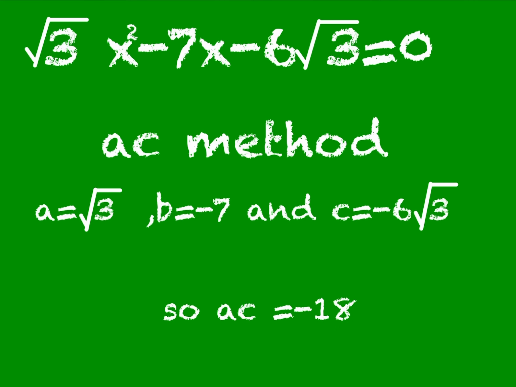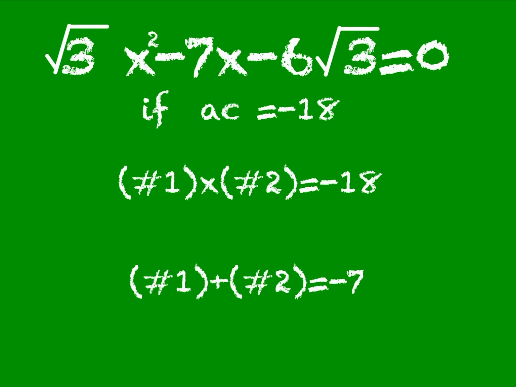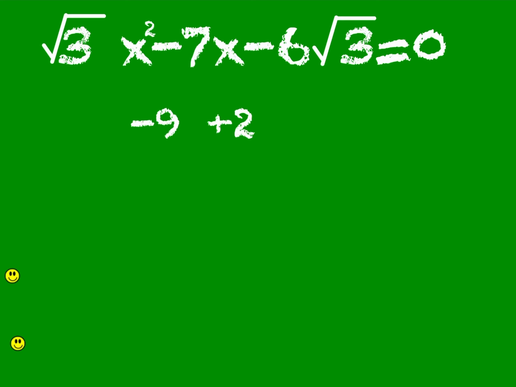So, we are looking for two numbers. When you multiply them, the product is negative 18. When you add them up, it should be negative 7. So, these two numbers can be negative 9 and 2. Why? Because when you add them up, you get negative 7, and when you multiply, you get negative 18. From that point, we know that negative 9 plus 2 gives us the negative 7 we were looking for.